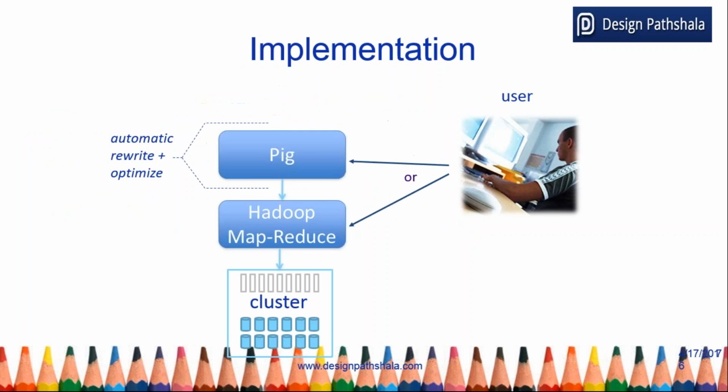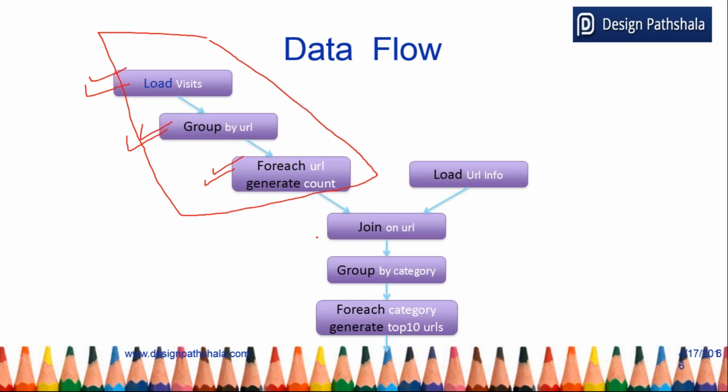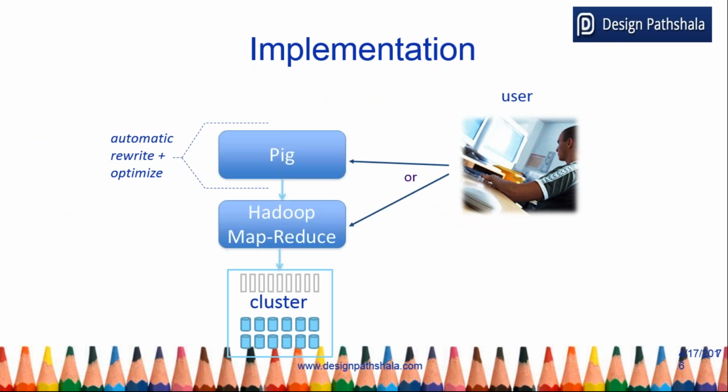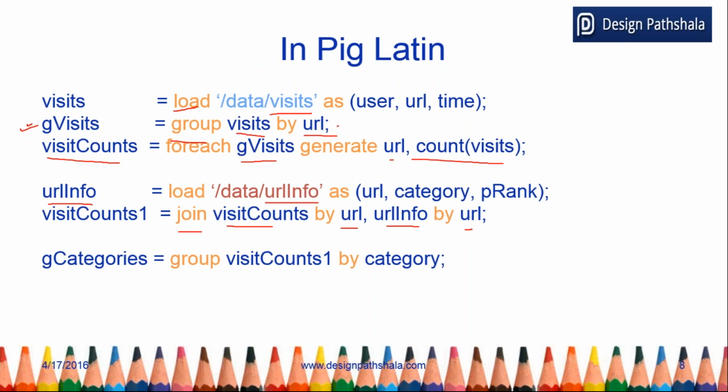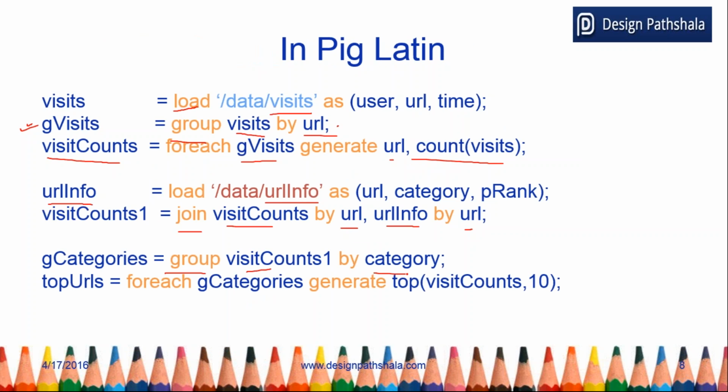Then what I did over here is I grouped them by category, and for each category I figured out the top 10. So I grouped this by category, and for each category I generated the top 10 and stored the output. Similar to the data flow diagram I would be following to process the data, these are the steps you have to write in Pig and your data is processed.